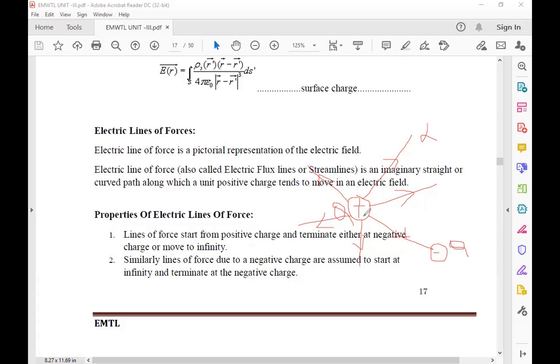These lines never cross each other, terminating either at infinity or at the negative charge. That is the first point. Similarly, the lines of force of a negative charge are assumed to start at infinity and terminate at the negative charge. Positive is always terminated at the negative charge, and the negative charge starts from infinity.